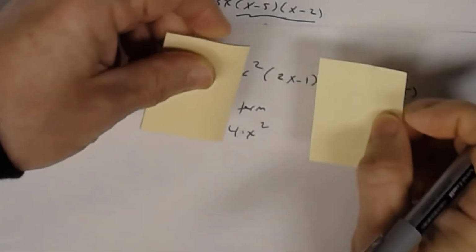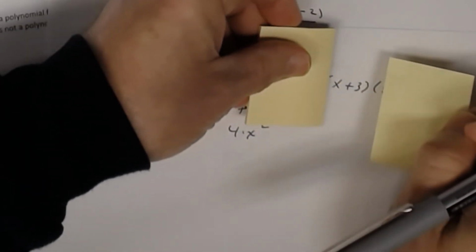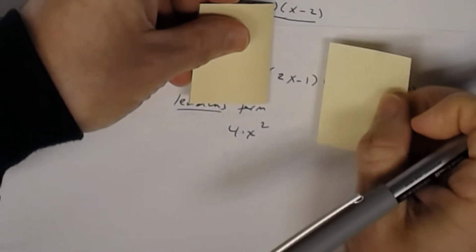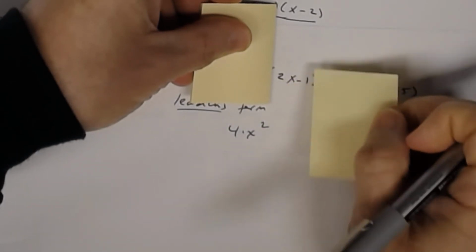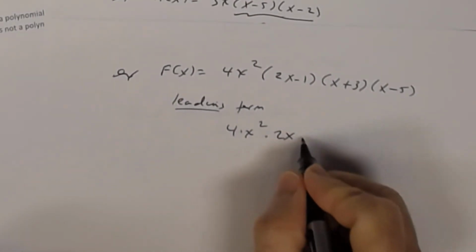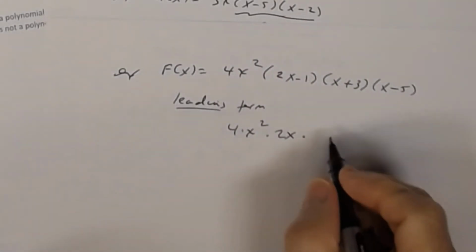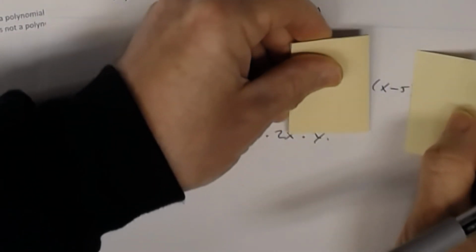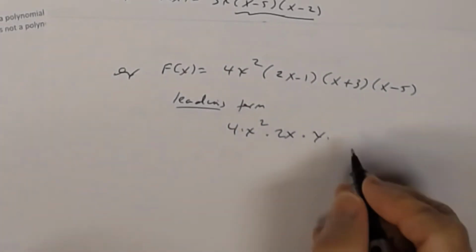All right, now you've got to look at each of these other factors. So here we have a binomial. The leading term here is 2x, because that degree is 1, that degree is 0. So the leading term is 2x. So say times 2x, go to the next one. The leading term here is x. So times x, go to the next one. The leading term here is x, and so times x.